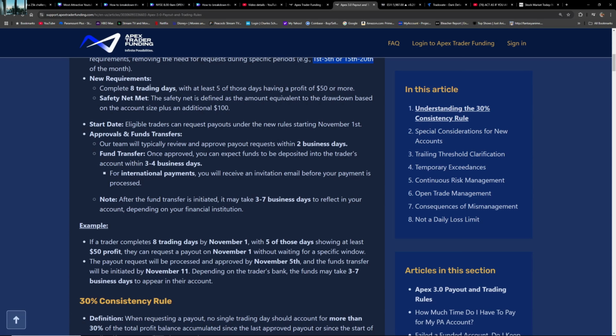But it's okay. Our approval team will typically review and approve payouts within 2 business days. Once approved, you can expect the funds to be deposited in the trader's account within 3 to 4 days. They're actually really good about that. I think I got mine on the 2nd day.